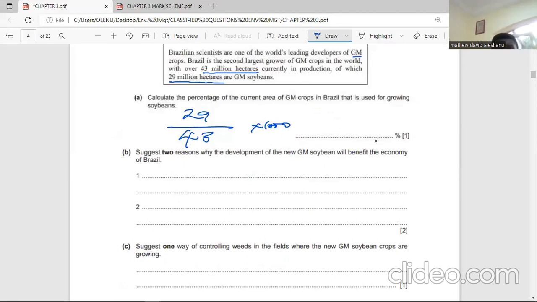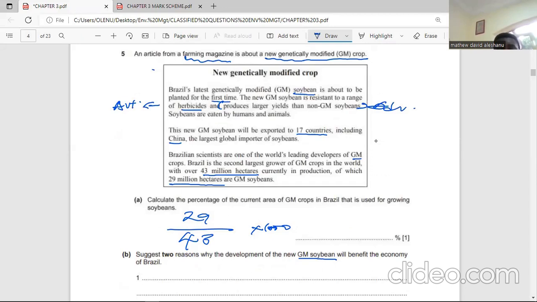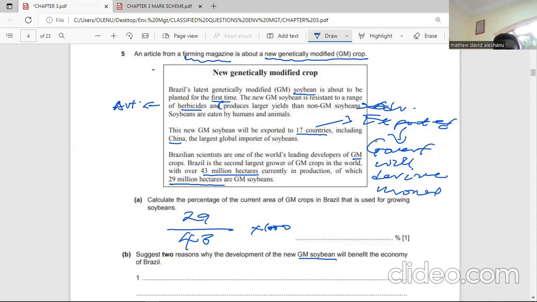They said, suggest two reasons why the development of new genetically modified crops will benefit the economy of Brazil. One major way, if you look at this, they said the new genetically modified crop will be exported to 17 countries. And once it is exported, what will happen? The government will derive money from it. And this money can be used to develop the economy and build various infrastructure.